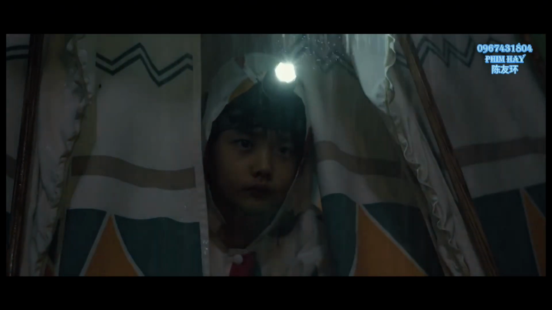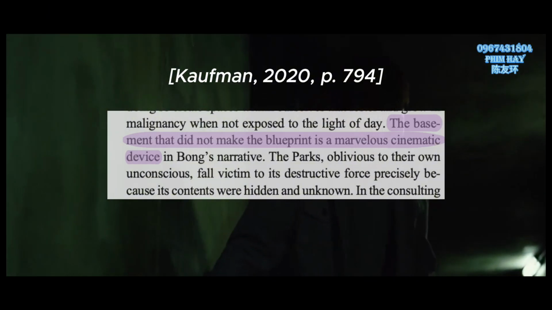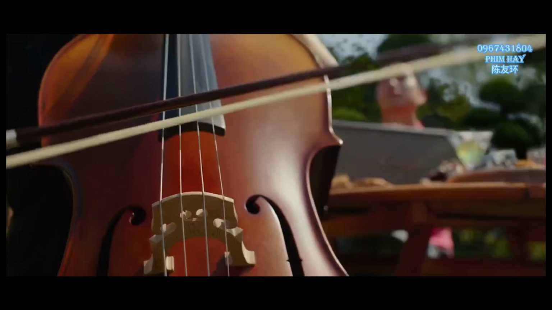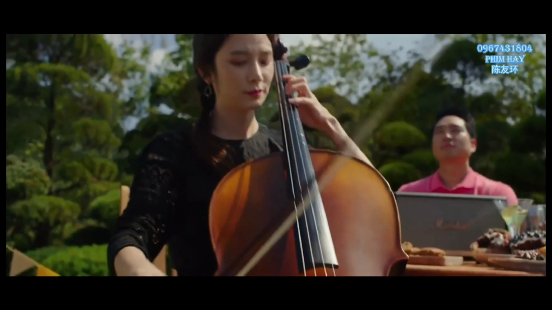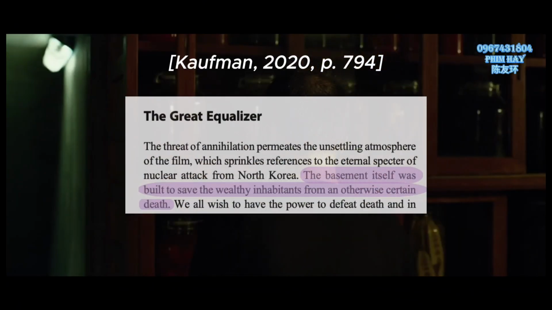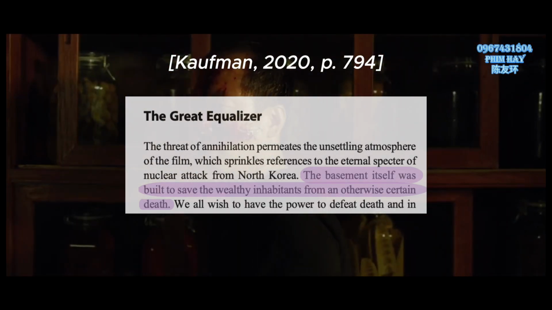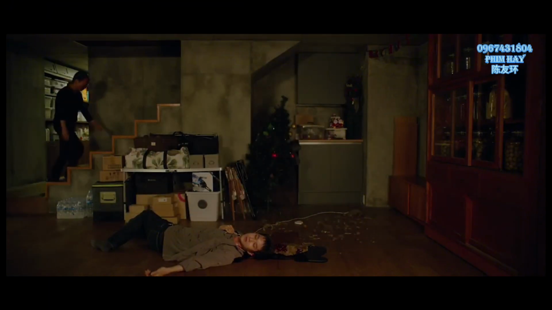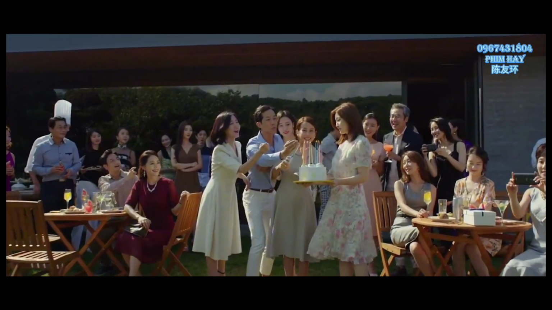The hidden basement in the Park household, excluded from its blueprint, symbolizes repressed societal truths. Kaufman observes that the basement that did not make the blueprint is a marvelous cinematic device, illustrating how the poor are the foundation of society. The chaotic climax, where violence erupts from the basement during the garden party, starkly portrays the consequences of repressing these truths. Adding to its symbolism, the basement itself was built to save the wealthy inhabitants from an otherwise certain death. This reference to annihilation heightens the film's unsettling atmosphere, emphasizing the precariousness of privilege built on buried inequalities.